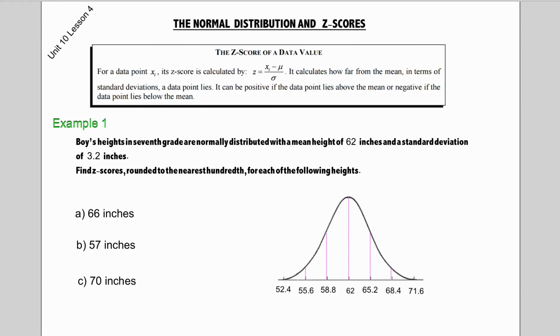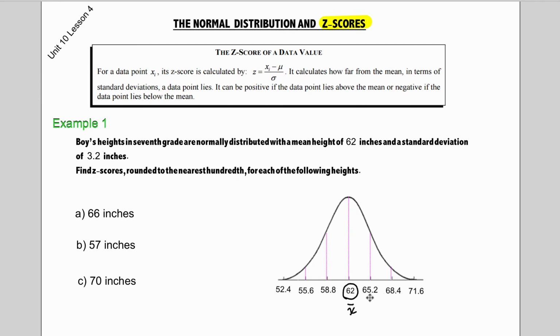We're going to learn a new phrase today, and that phrase is z-score. What exactly is a z-score? Well, a z-score is on the normal curve or the bell curve, and it means what happens when you don't fall right on a perfect standard deviation. So what happens when, if I look at this example, I know my average is 62.